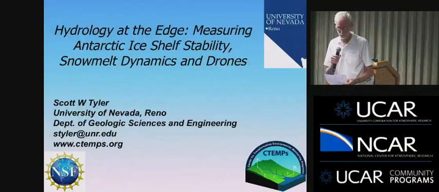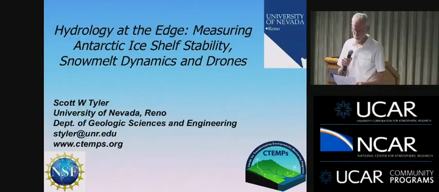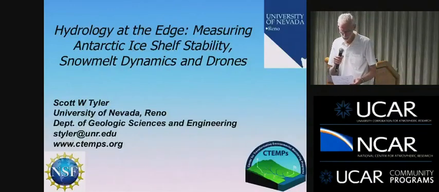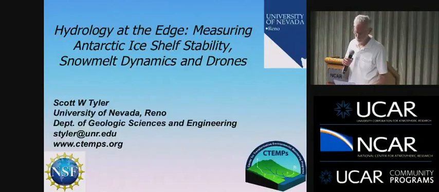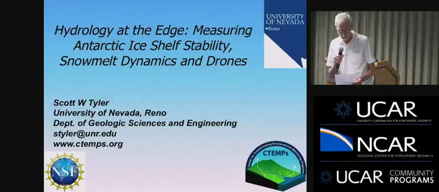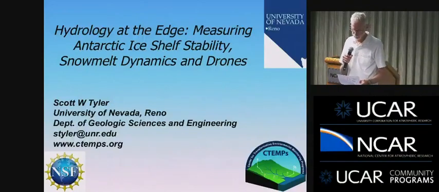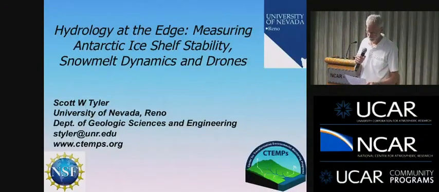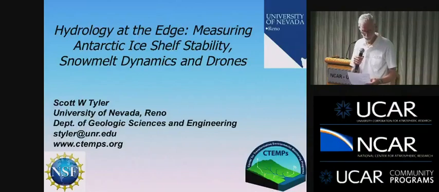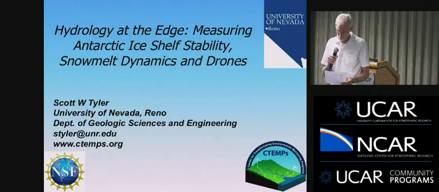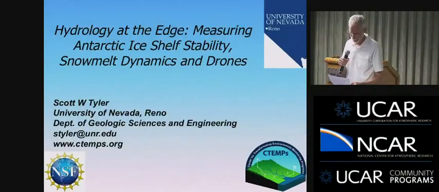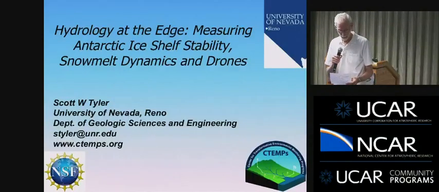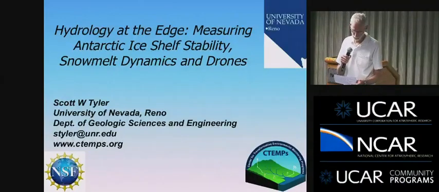Scott is Foundation Professor at the University of Nevada, Reno, with joint appointments in the Department of Geological Sciences and Engineering and the Department of Civil and Environmental Engineering. He's director of the Center for Transformative Environmental Sensing Programs, known as CTEMPS to its friends. That's an NSF-supported community facility focusing on fiber optic-based sensors and small UASs for Earth surface sensing. Scott holds bachelor's and master's degrees in mechanical engineering, and he has a PhD in hydrogeology. He's a fellow of the American Geophysical Union, the Geological Society of America, and the Soil Science Society of America, and he's incoming president of AGU's hydrology section.